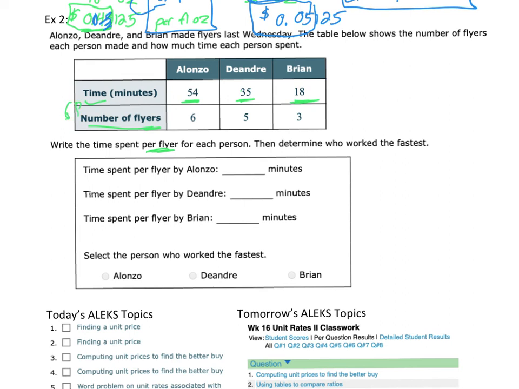Okay, so Alonzo spent 54 divided by 6, 9 minutes. DeAndre, 35 divided by 5, 7 minutes per flyer. Brian, 6 minutes per flyer. So who worked the fastest? 6 minutes per flyer, 7 minutes per flyer, or 9 minutes per flyer? So the fastest is the 6 minutes per flyer. It's got to be Brian. Even though it's the smallest number, he worked faster.